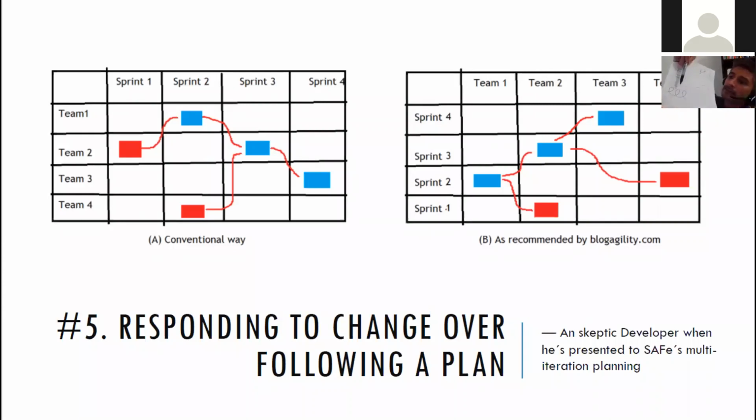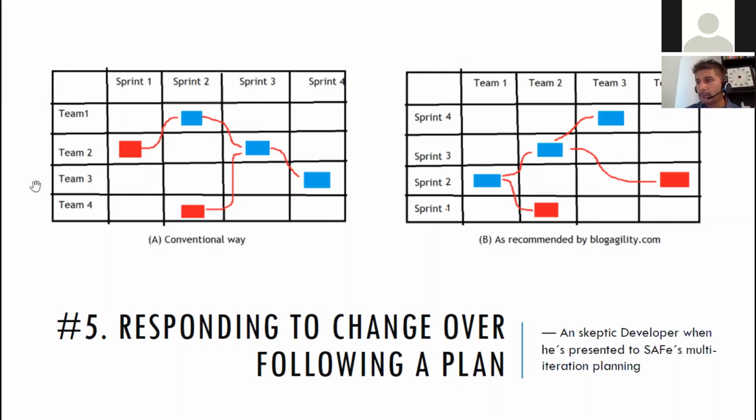sprints like this, okay? But notice that having this big PI planning at the beginning doesn't mean that you won't revisit this again in your sprint plannings that you will have here. So it's important to mention that responding to change over following a plan is key. And this remains valid, let's say, in this SAFe environment.